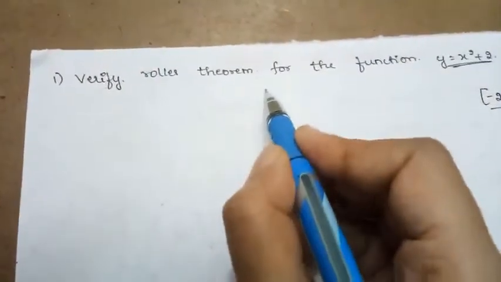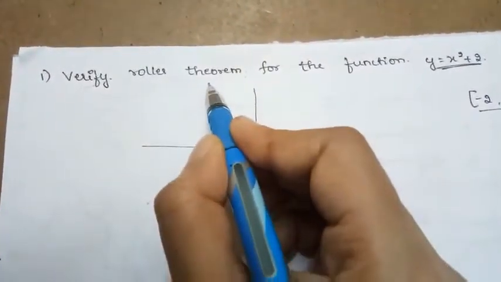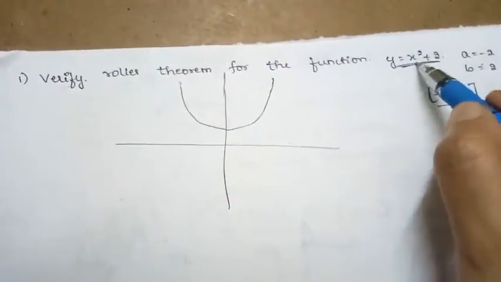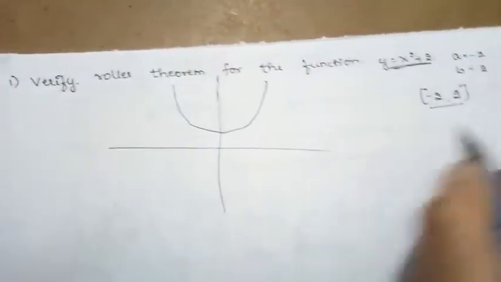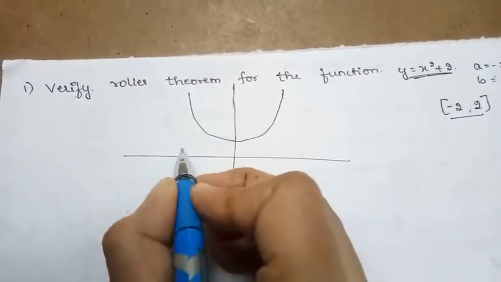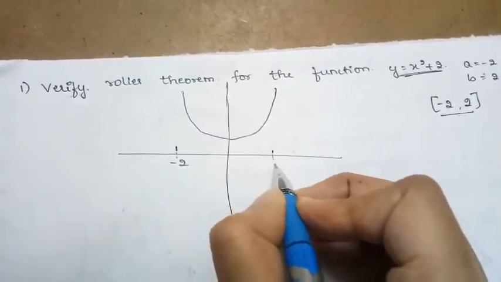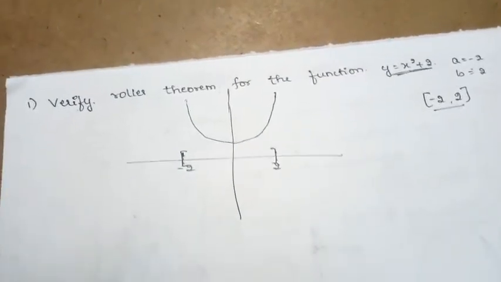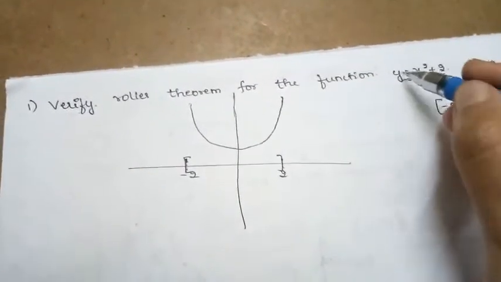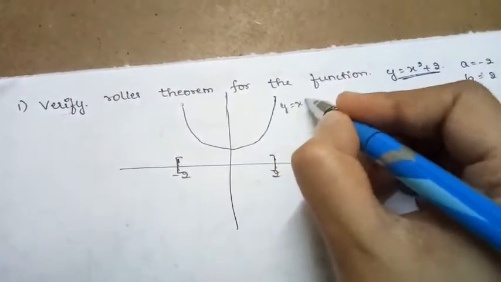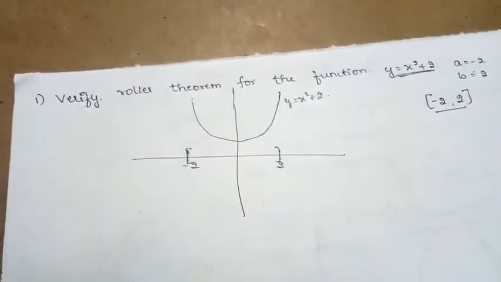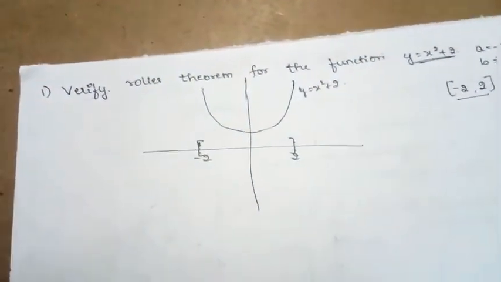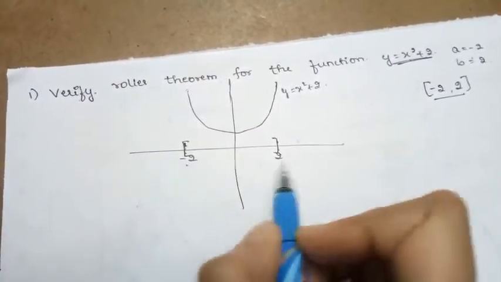By looking at the function itself, we can draw the graph of that curve. It is like this. We know how x square will look. They said x square plus 2, so it will be like this. They said from minus 2 to 2. Suppose this one is minus 2, then this will be 2. So in the interval minus 2 to 2, this is the graph of the given function, that is y is equal to x square plus 2.